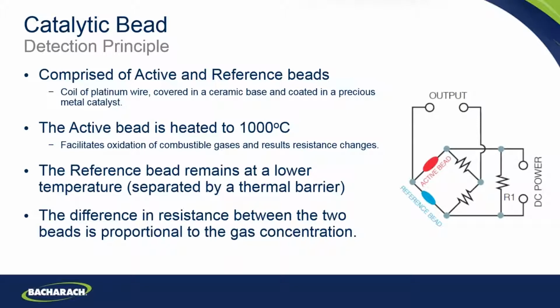These sensors are comprised of active and reference beads with coils of platinum wire on a ceramic base and coated in a precious metal catalyst. The active bead is heated to high temperature of around 1,000 degrees, and that facilitates the oxidation of combustible gases, and that results in a resistance change. With the reference bead remaining at a lower temperature and separated by a thermal barrier, we can see the difference in resistance between these two beads, and that's proportional to the gas concentration. So this is a very effective, very long-standing and proven method for monitoring of gases in explosive ranges.